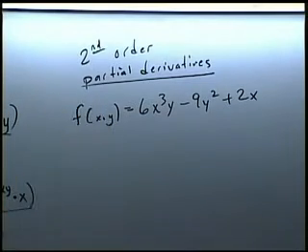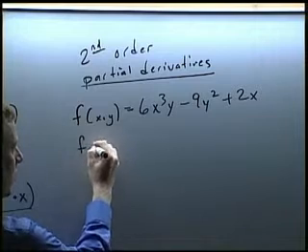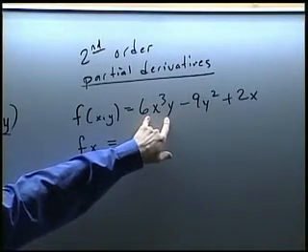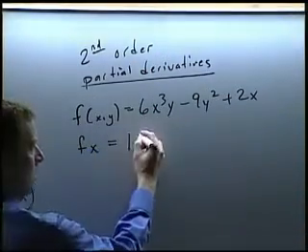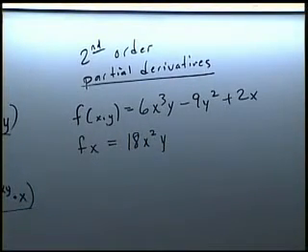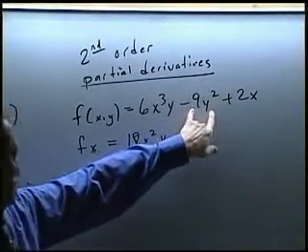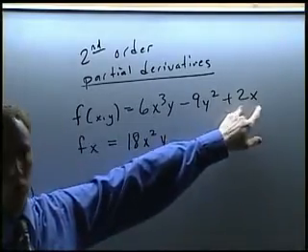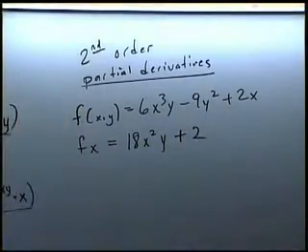When we take second order derivatives, before we can do that, we always have to take the first derivative. So let's start with that. Let's start with what is f sub x? What's the derivative of this function with respect to x? So what's the derivative of this with x being the variable? 18x squared y. Okay, the y is a constant, so it just stays in there. The derivative of this with respect to x? 0. The derivative of this with respect to x? 2. All right, so here is f sub x.